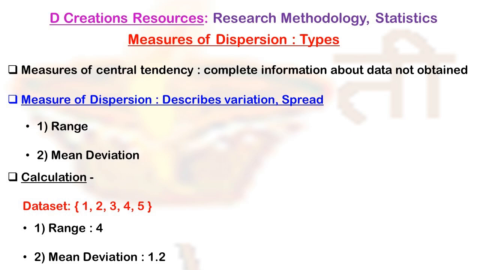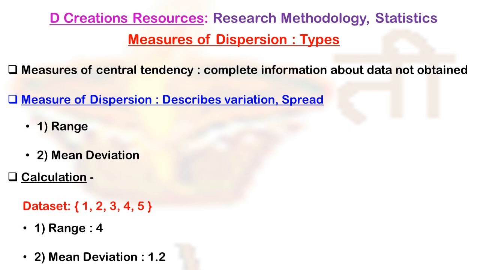For the same data set, what is the range? Maximum value minus minimum value, so 5 minus 1, which is 4. This gives you some idea about the spread of the numbers in the data set.